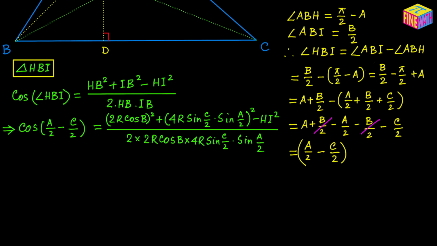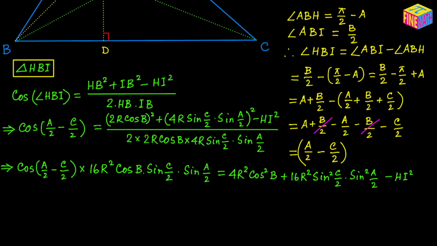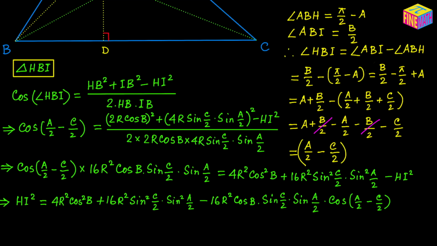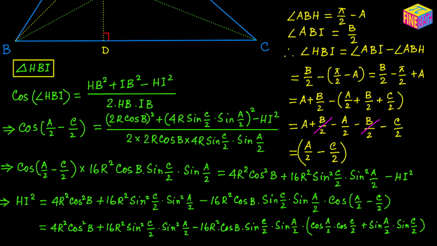So what I'm going to do, I'm going to cross multiply the denominator with the left hand side, and then it's going to look like this. And next I'm going to bring the HI to the left hand side and bring the left hand side quantity onto the right hand side. So it's going to look like this. In the next step, I'm going to expand cosine of A over 2 minus C over 2, and then this right hand side expression is going to look like this. And this expression is actually equal to HI squared. So first we'll calculate the value of HI squared, and then finally we'll take a square root on both sides, and that will give us the value of HI.